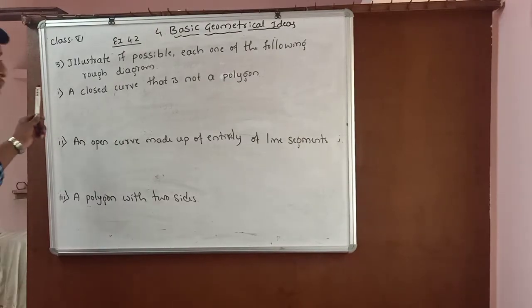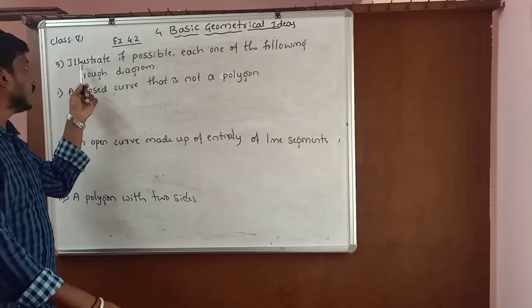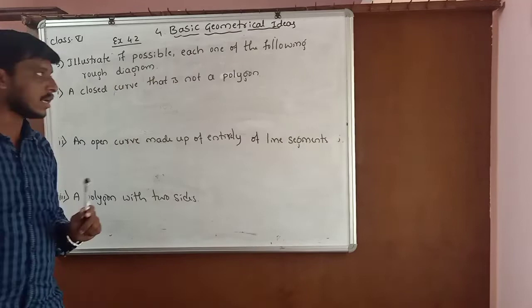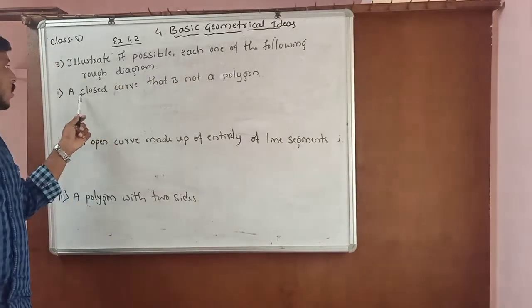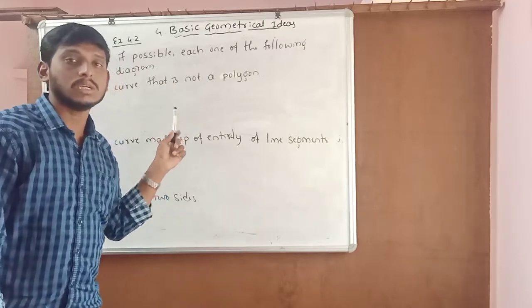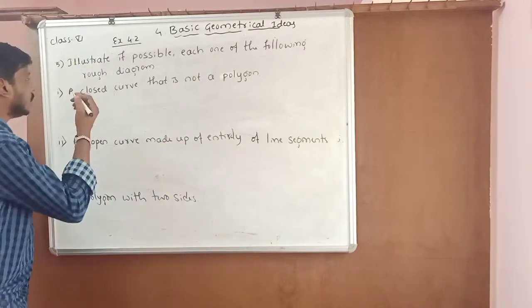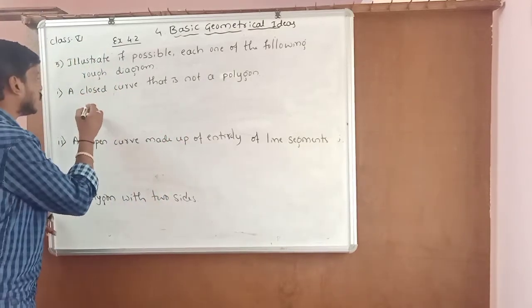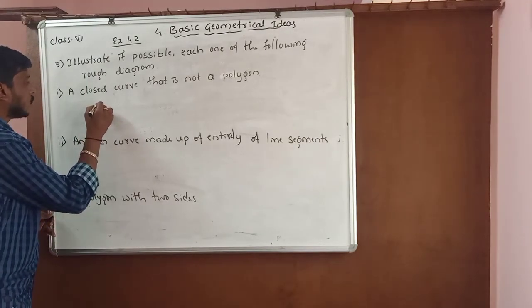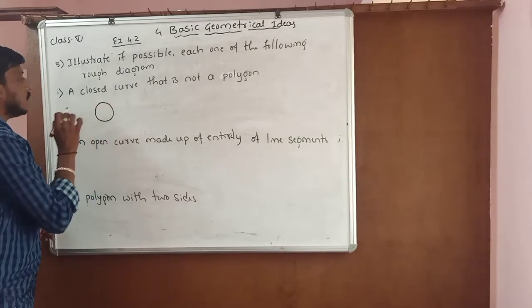So okay students, the last question of this exercise, what is that? Illustrate means give the example if possible each one of the following by a rough diagram. What is the first one? A closed curve but that is not a polygon. It must be closed but not a polygon. So I will draw just one or two more diagrams, then you will get the confidence of the topic. So it is a closed curve but not a polygon.